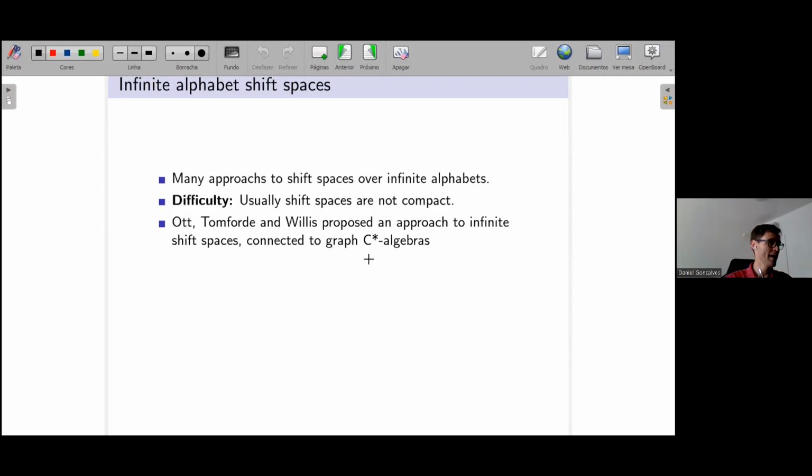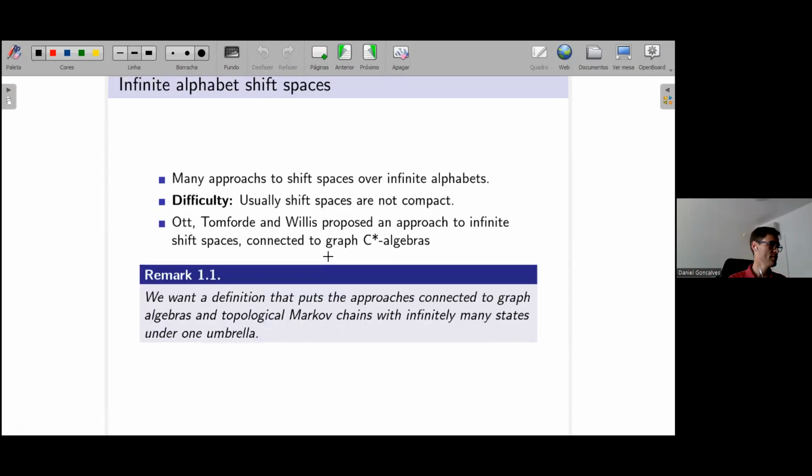So I had this before saying recently, but it's been 10 years now, that Ott-Tomforde-Willis proposed a definition of shift spaces. And they showed that in the case of graphs, if their shifts are isomorphic, then the graphs' C*-algebras are isomorphic. But we wanted to deepen this connection.